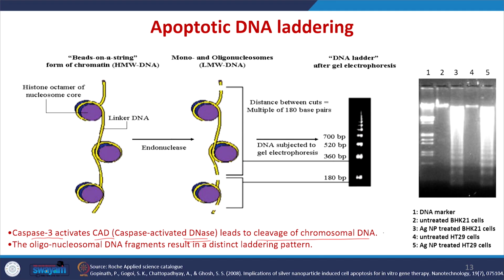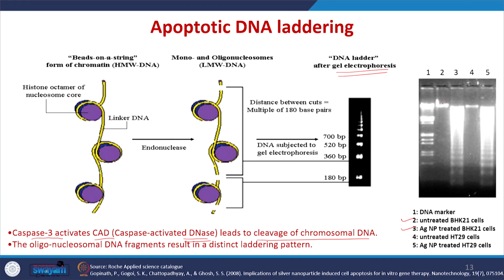And once you isolate the genomic DNA from the untreated and the nanoparticle treated cells, and when you run this DNA in the agarose gel electrophoresis, you can observe the DNA fragments, and these DNA fragments will appear like a ladder. So, that is why it is called DNA laddering.